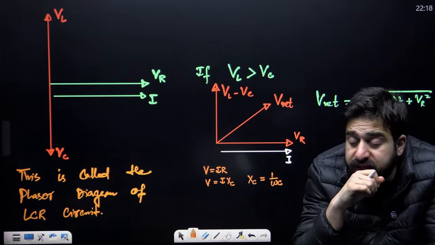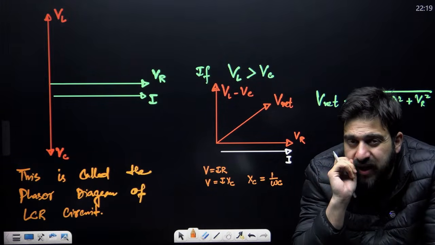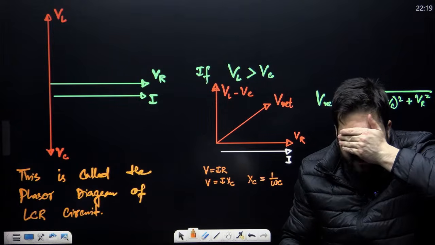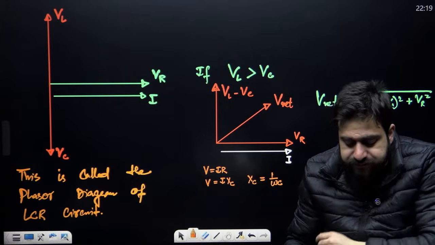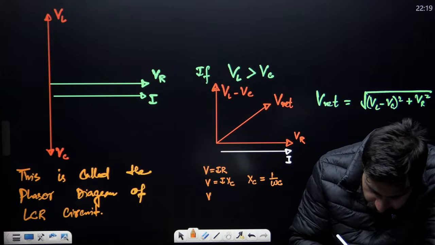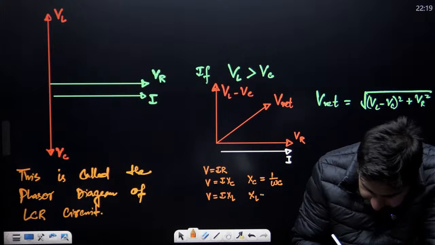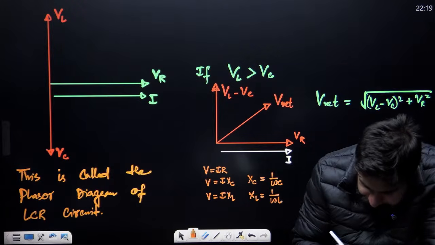XC is what we call the capacitive reactance. It is also resistance, but in case of capacitor. In case of capacitor, the value of resistance is XC. And we can use the same formula for inductor also. This will be I into XL.